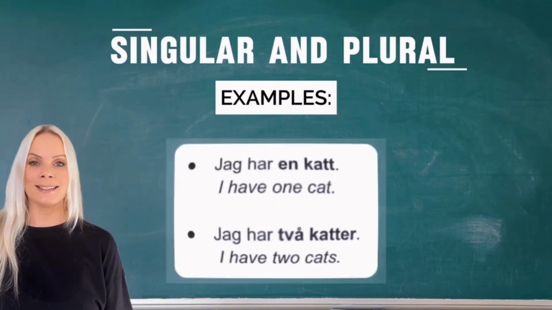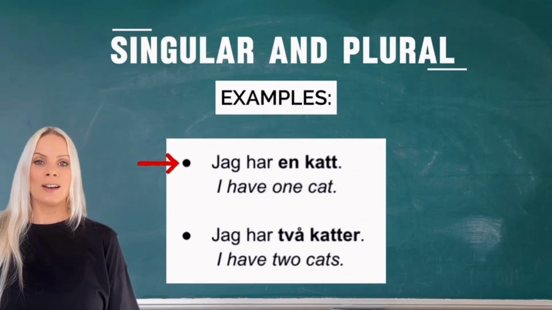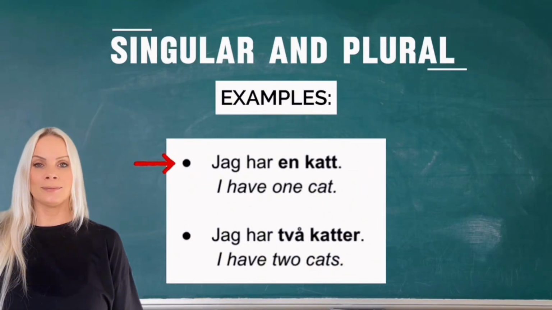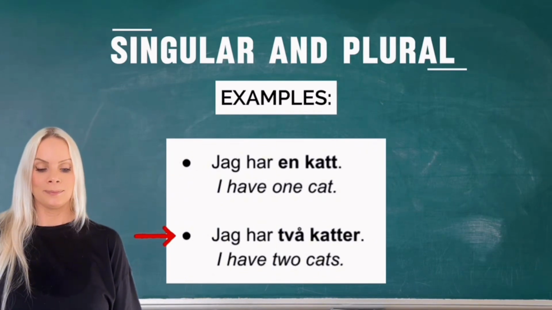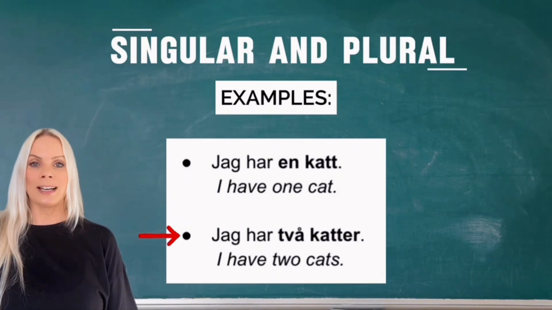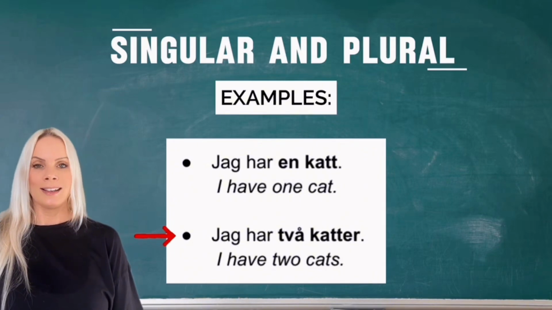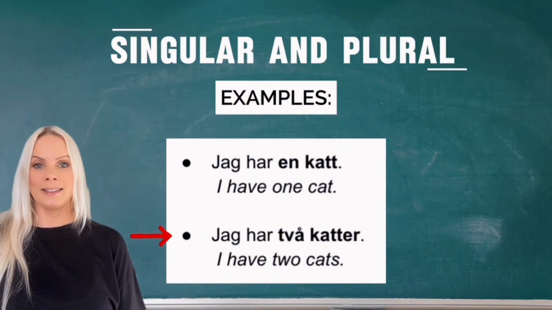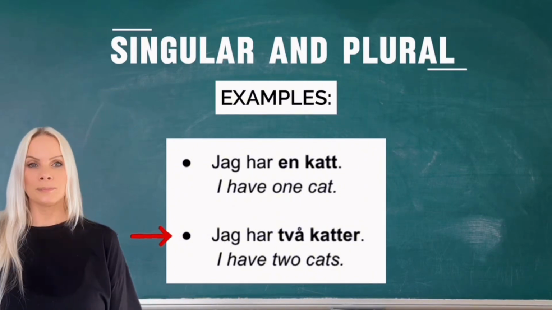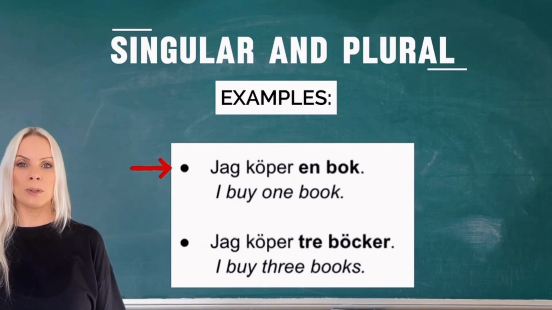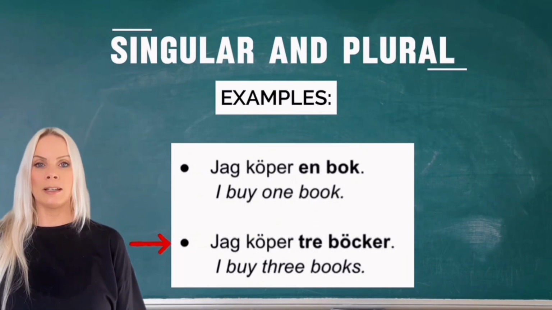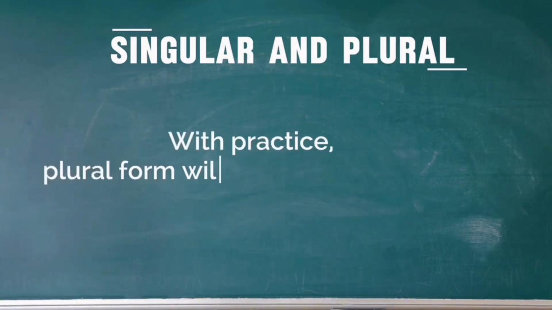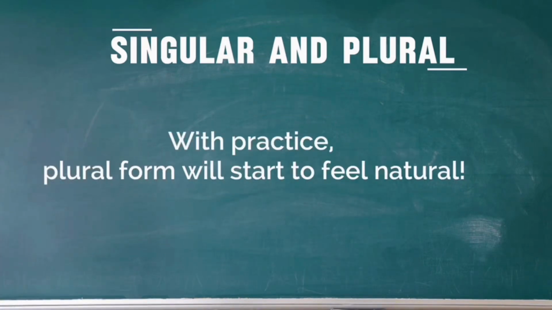Examples in sentences. Jag har en katt. Jag har två katter. Jag köper en bok. Jag köper 3 böcker. With practice, plural forms will start to feel natural.